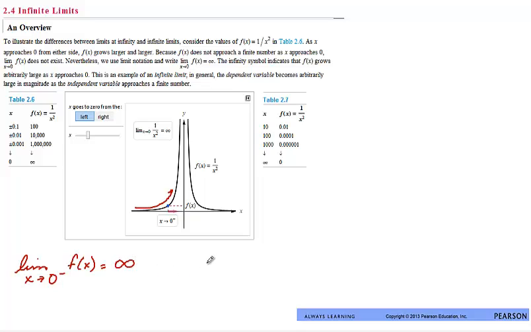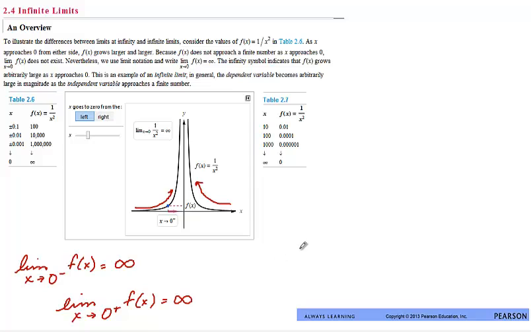I'm going to look at this function as the limit as x approaches 0 from the right. I'm going to pick up my right hand and go towards 0, and I see that in this direction I'm also shooting up to infinity.